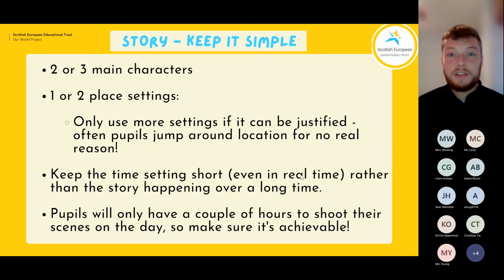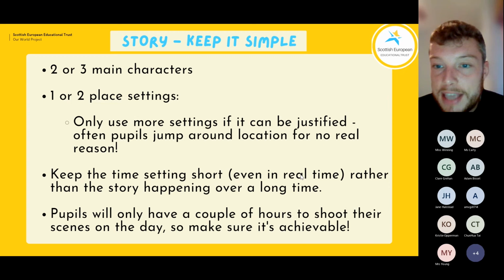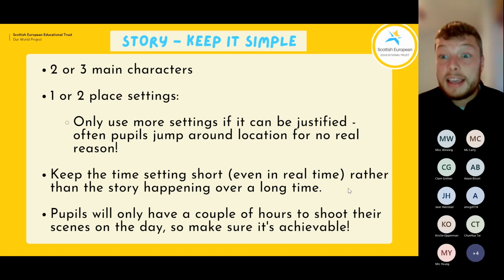Okay, so just briefly then, a few wee take-home tips for our world in terms of narrative writing, which hopefully should clarify and simplify things a little bit. I'd highly recommend that the stories are kept pretty simple. So, two or three main characters and one or two place settings or locations. As we've said before, pupils only have a couple of hours on the actual day to shoot this scene, so keeping things as simple as possible is definitely the best way to go.